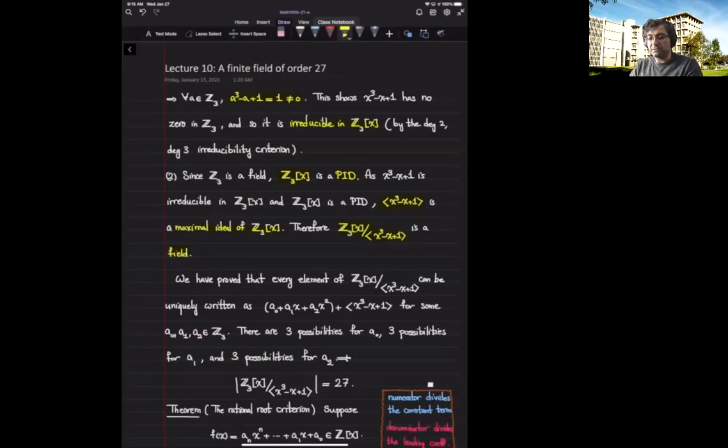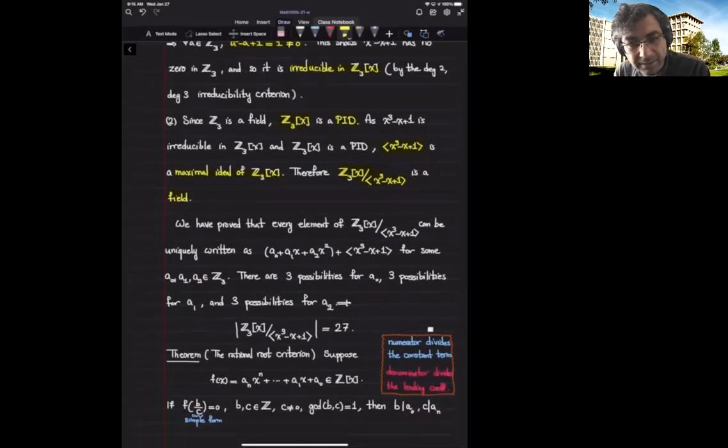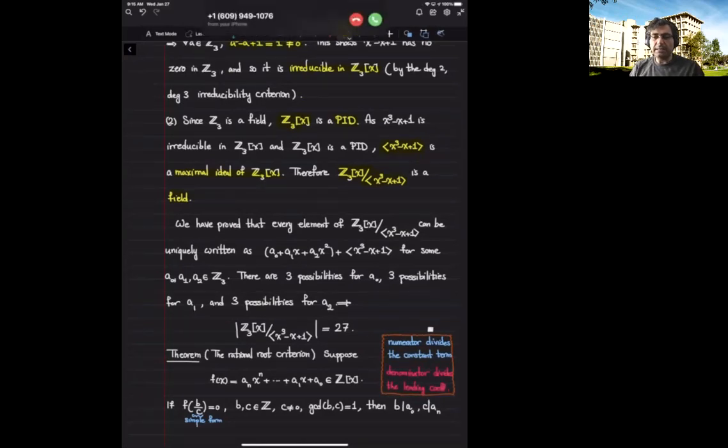Now, how about the number of elements of this? We have already shown that using long division, whenever we look at a quotient ring of the ring of polynomials with coefficients inside a field by a polynomial of degree n, every element can be represented by a polynomial of degree less than n, here of degree at most 2.